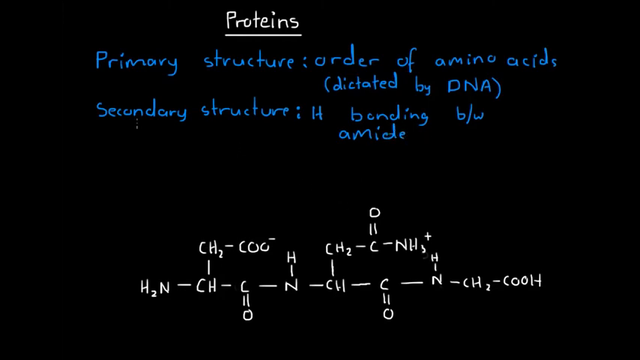What the secondary structure is, is that maybe we'll have a string of amino acids, but instead of having the string in a straight line, it will form maybe a coil or a spiral or some sort of helix shape. So if we have our protein string forming this kind of shape rather than a straight line, then we call that the secondary structure of the protein. This is very often caused by hydrogen bonding between amide groups.